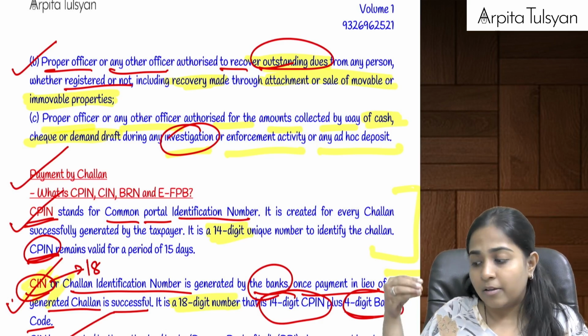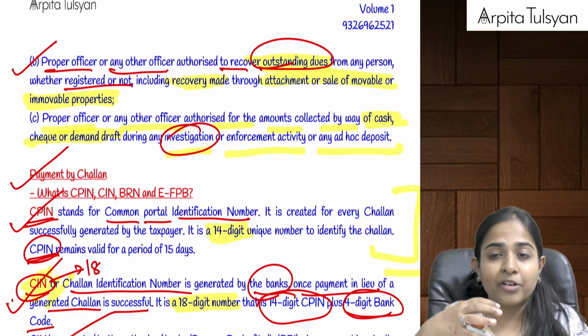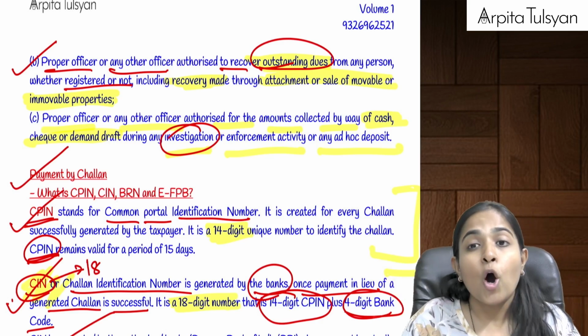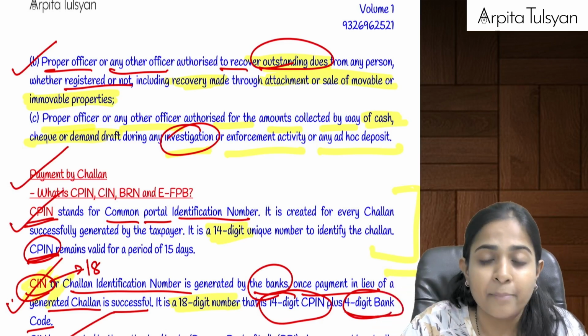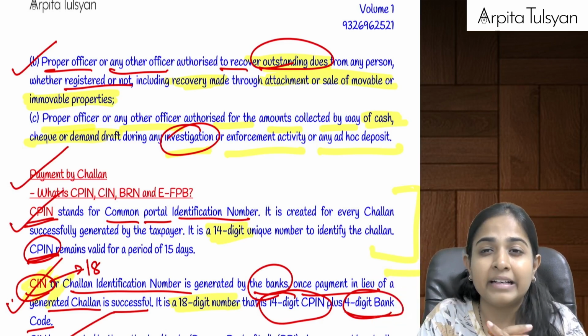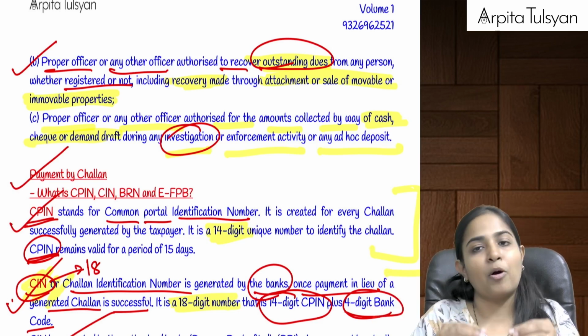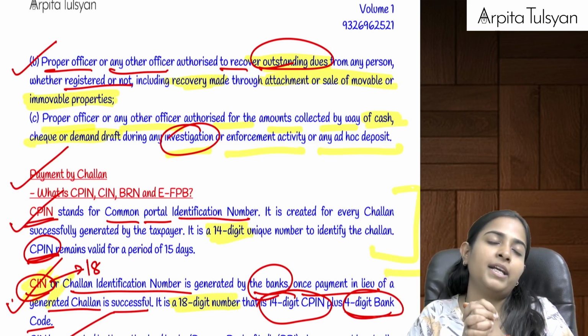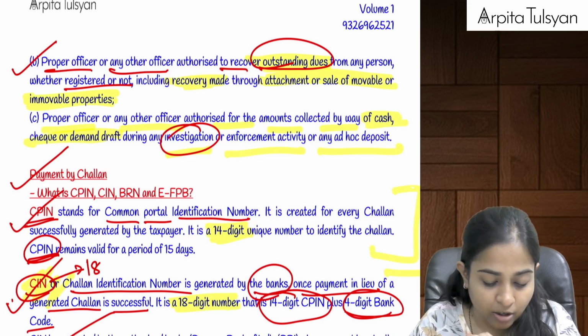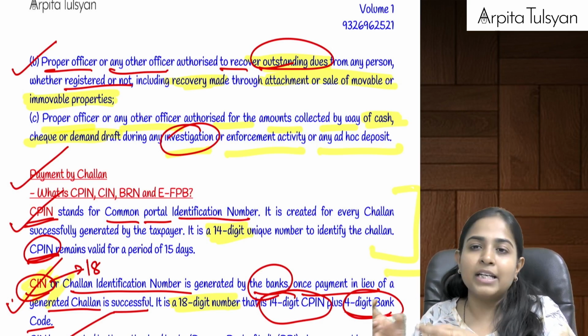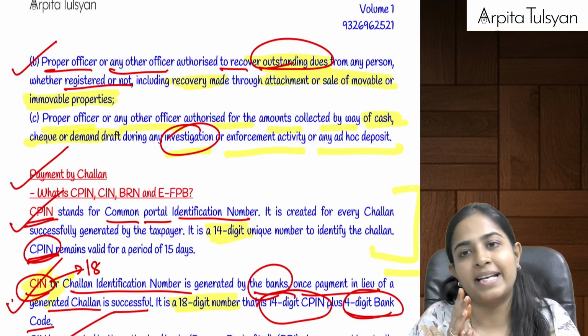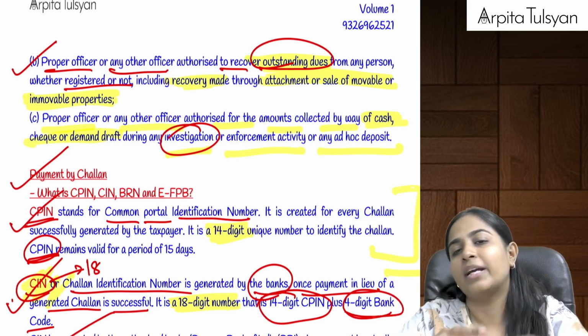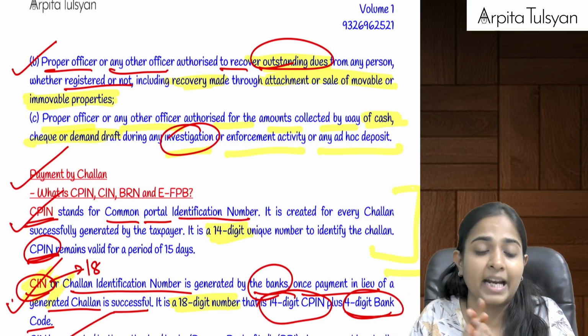Maybe it has directly recovered the amount of GST from you, or maybe it has sold your movable or immovable properties because you were evading the GST. So that amount can be deposited into the electronic cash ledger by over the counter method also. Or whenever anything was found during investigation etc. by the proper officer, even if that amount is more than 10,000, it can be deposited over the counter.